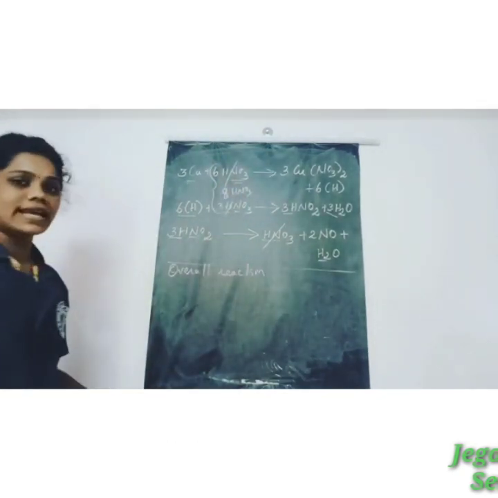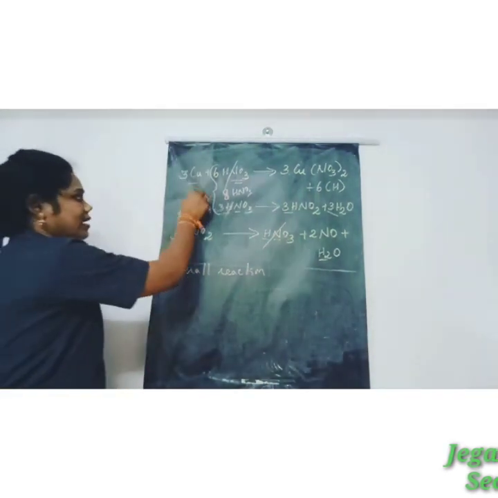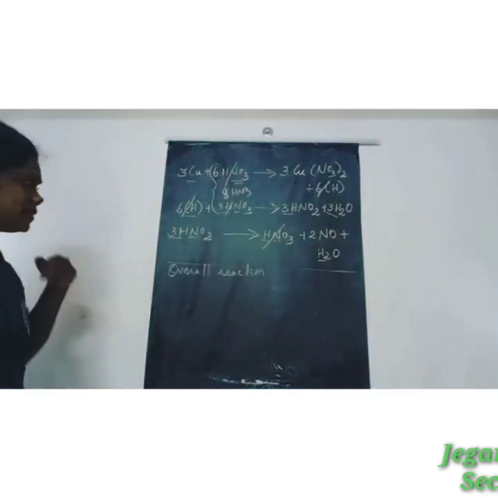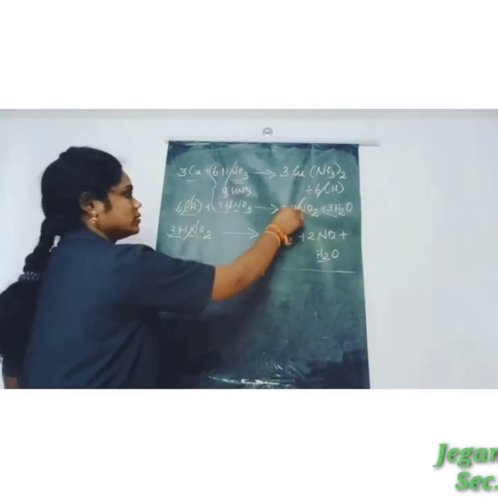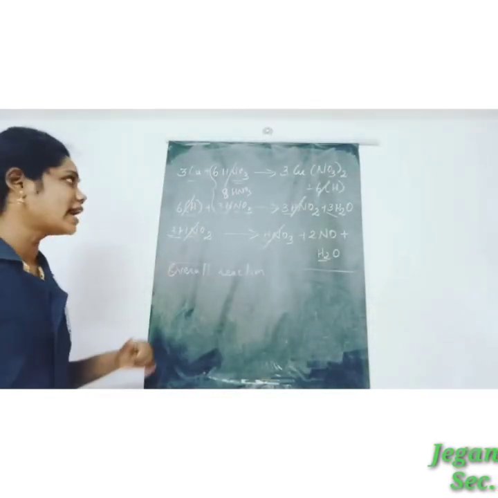Okay. And next one, the hydrogen term. So here 6 times of hydrogen and here also 6 times of hydrogen. That is cancelled. And next one, here 3 times of HNO2 and here also 3 times of HNO2. So this term is also cancelled. So what is remaining here?